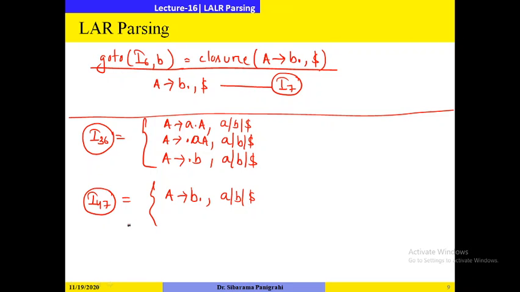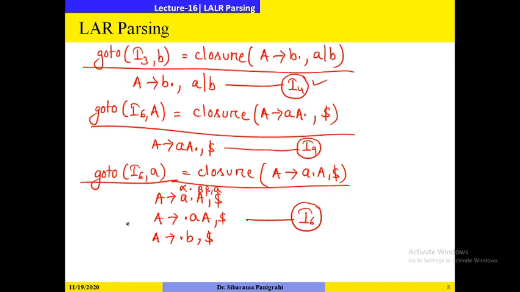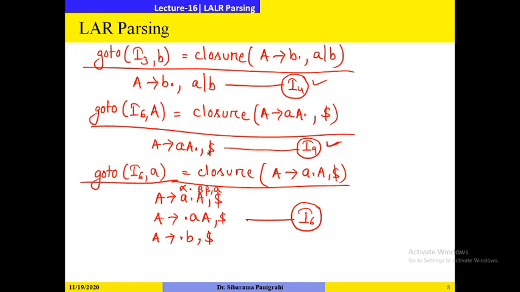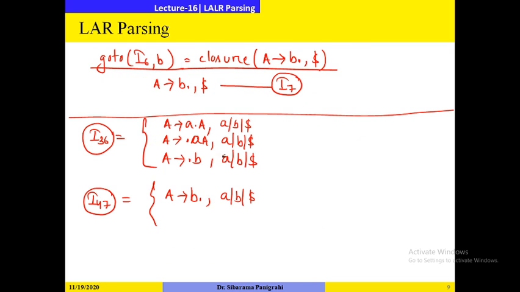Now let us see whether there is any other production whose productions are same but look ahead symbols are different. Let us see I9. Now you see I9 and I8. You see A gives to A dot. Here the look ahead symbol is A or B. In I9, A gives to A dot, but the look ahead symbol is dollar. So we will merge I8 and I9 to I89.